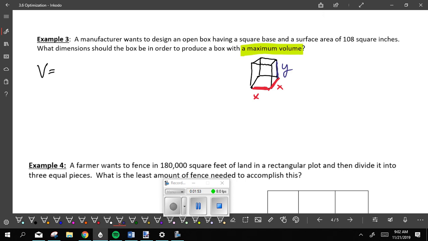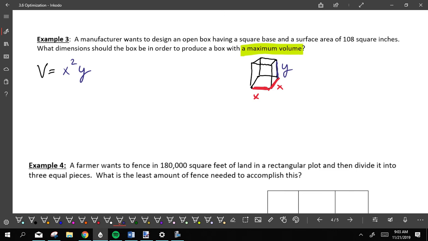So I want to write an equation for the volume of this box using that picture. How do I find the volume of a box? Length times width times height. In this case, it's going to be x times x times y, or x squared y. The three sides multiplied together. That's my equation I'm trying to deal with.